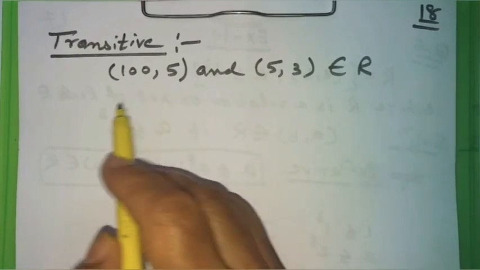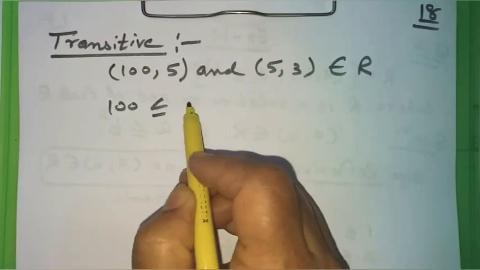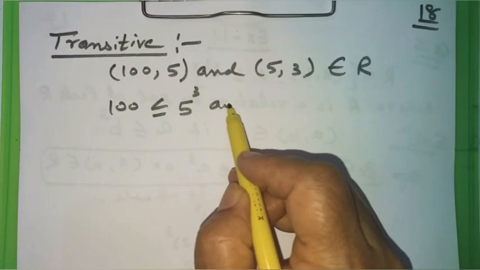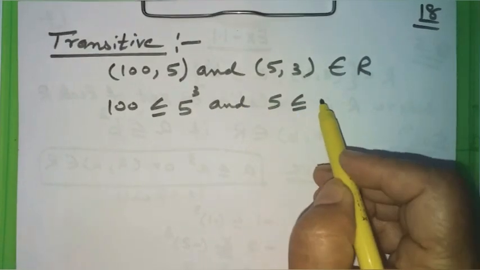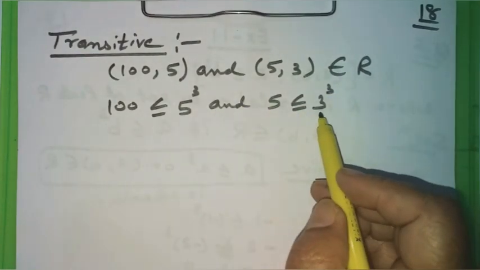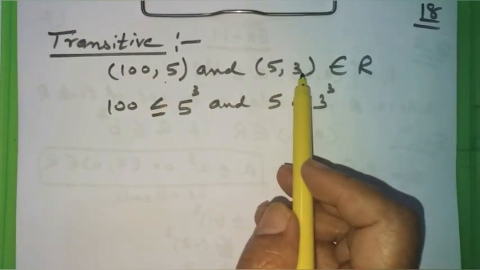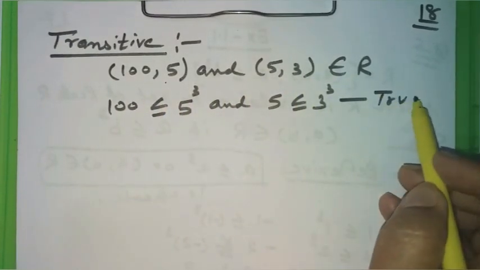So I know that 100 is less than or equal to 5 cube. 5 cube is 125. It is true. And also I know that 5 is less than or equal to 3 cube. 3 cube is 27. So both of them are true, and therefore (100, 5) and (5, 3) belong to R.